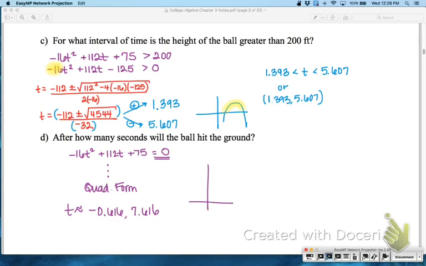So again, our graph looks something like this. So we're getting this x-intercept over here. Even though this part of the graph doesn't matter, it would still have an x-intercept over there. It just doesn't apply to our situation here. So the answer would just be 7.616 seconds.